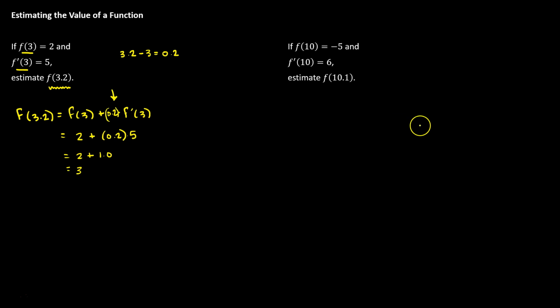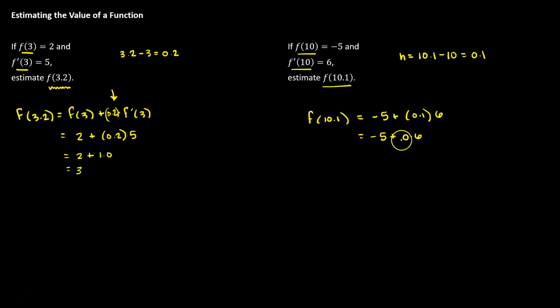Let's try another one. Here we want to estimate the function value at 10.1, and we're going to use information of our function at x equals 10. So we can see h would have to be 0.1. Then when we make our approximation for f at 10.1, we can use f at 10, which is -5, plus h, 0.1, times f prime at 10, which is 6. So we have -5 plus 0.6, which comes out to be -4.94.